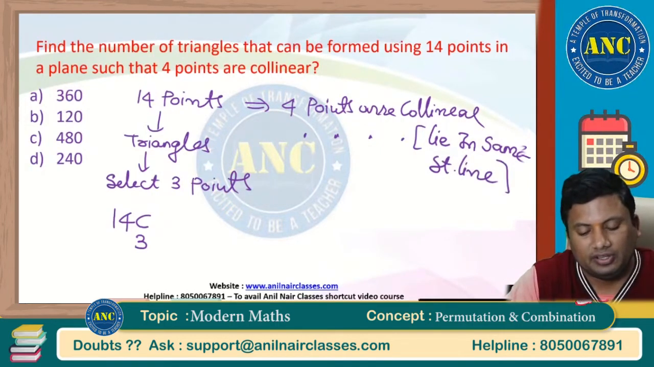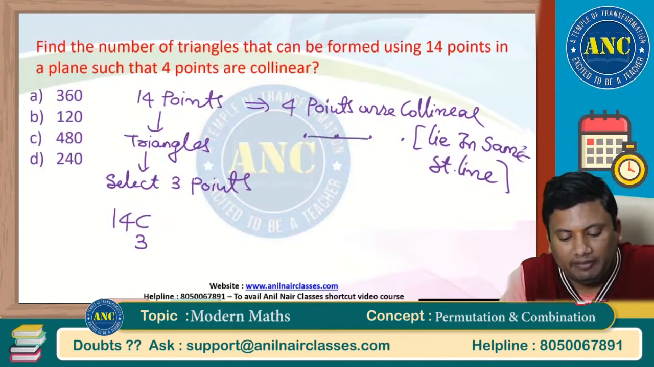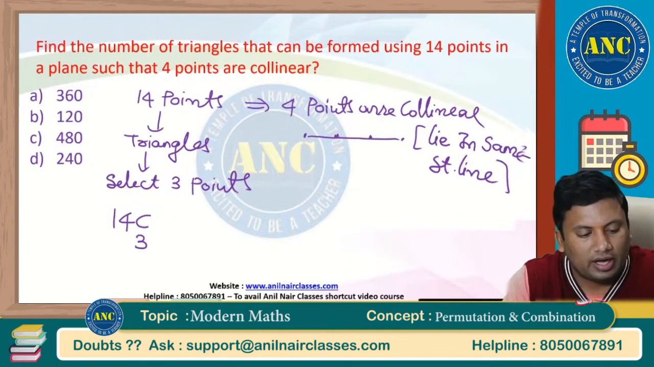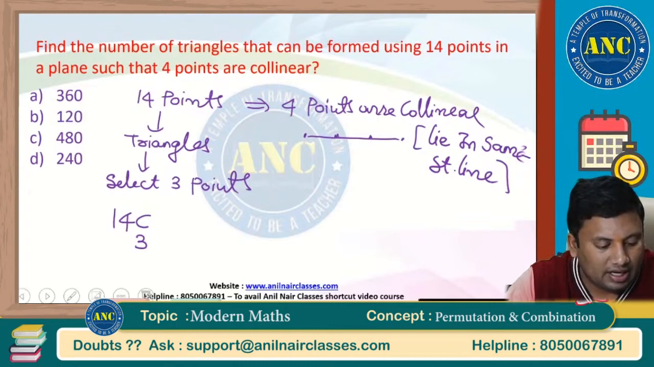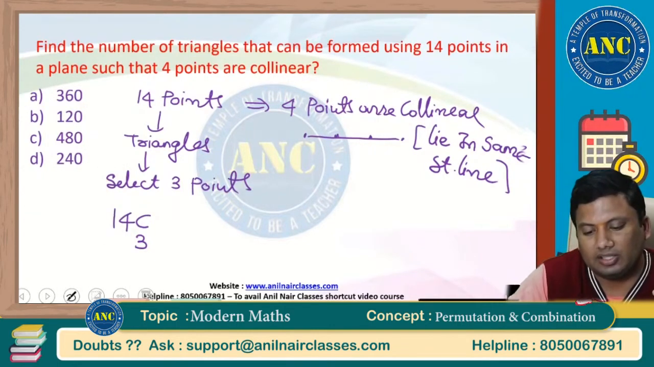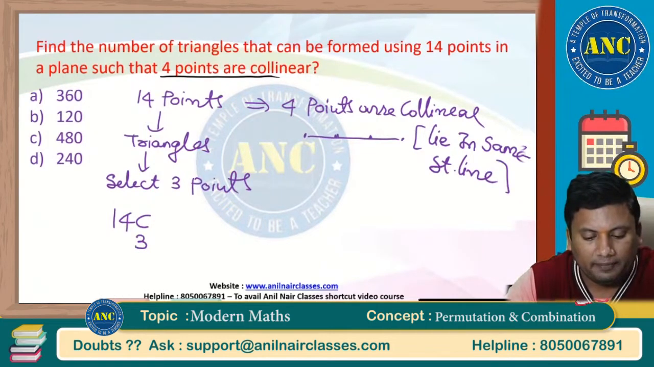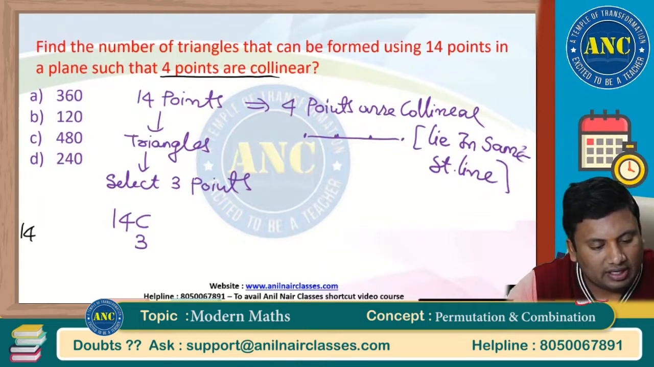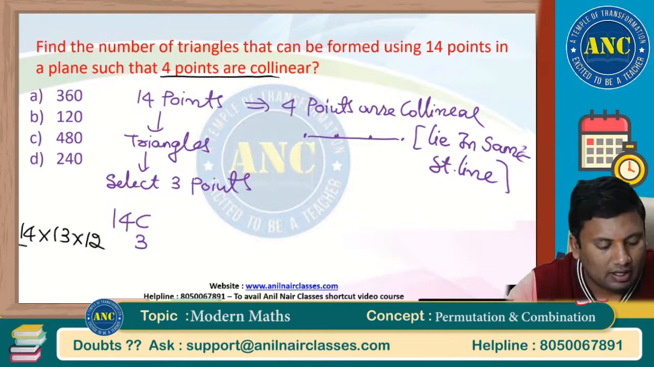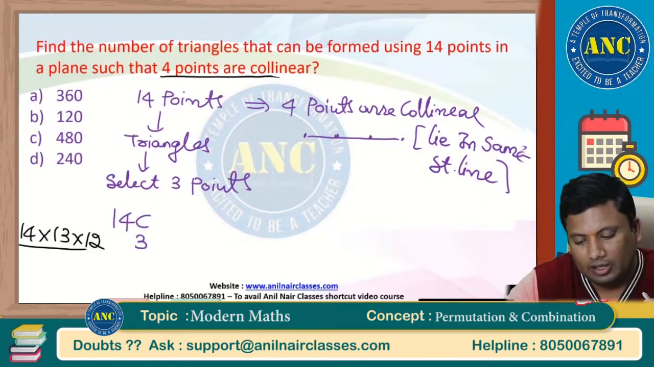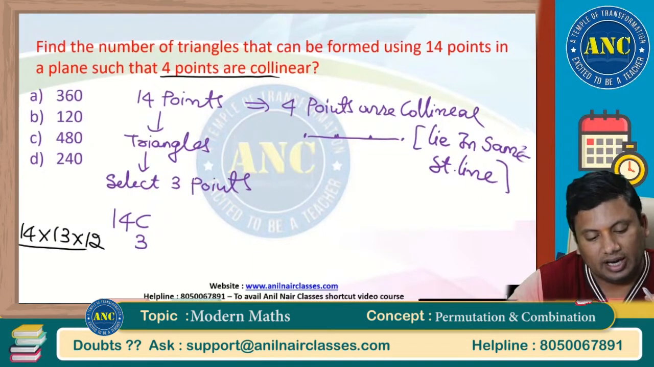Out of which, can I draw a triangle if the points are lying in a straight line? No. Because from the 4 points which are collinear, I cannot draw a triangle. I hope it is clear. Now 14C3 is nothing but 14 into 13 into 12 by 6. 14 points are there, I need to select 3 points, and 4 points are collinear. Okay, now see here.